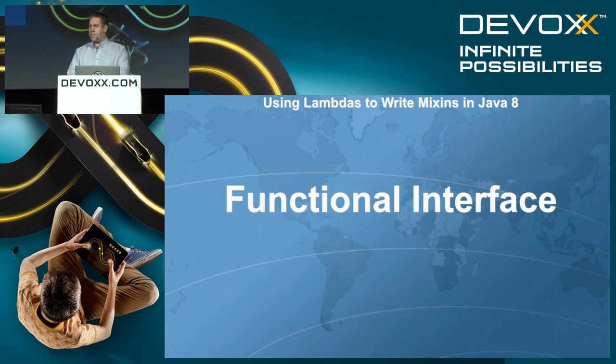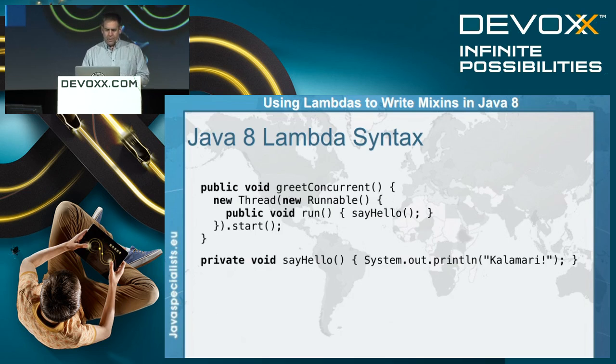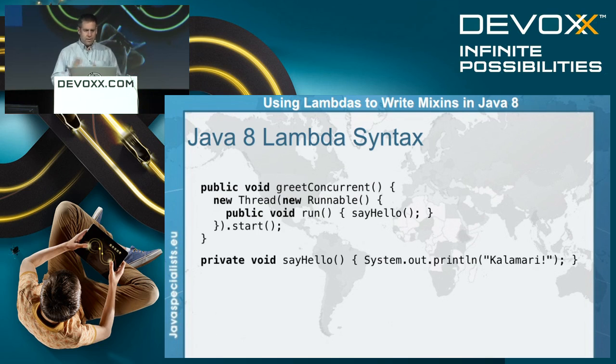Anyway, let's talk about functional interfaces. And let's see what is a functional interface. Now, it all starts off quite simple. We look at something like GreetConcurrent. Inside we construct a new thread, and we give it an anonymous inner class. So this is the old syntax. There's nothing new about this. This has been with us since Java 1.1. We make a new Runnable, and the Runnable inside calls the method sayHello. And we then say public void run, hello, and we know the syntax. We know it's really ugly.